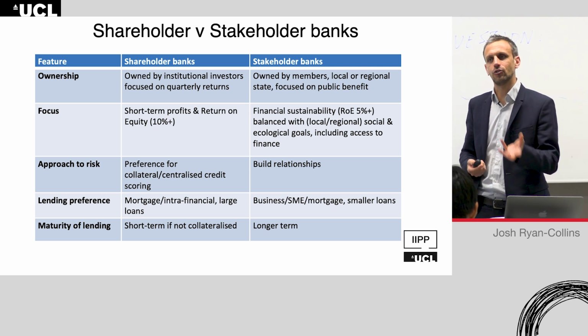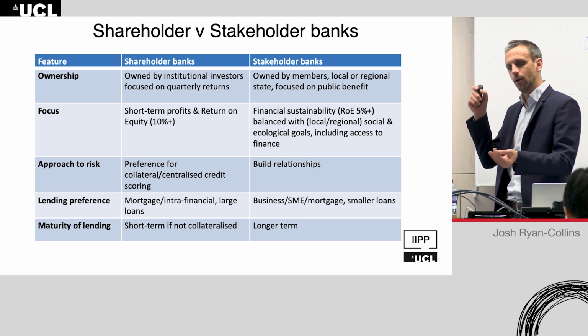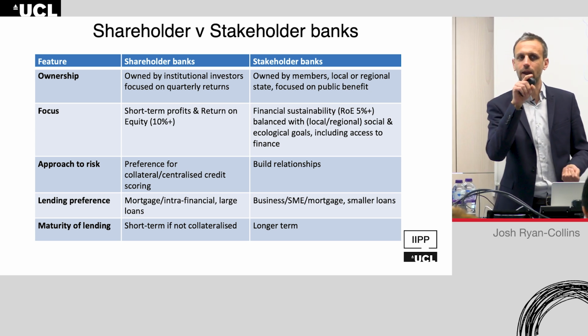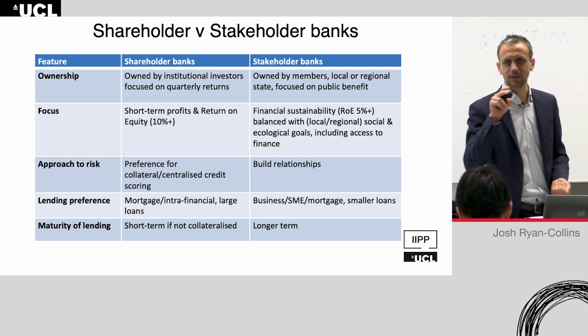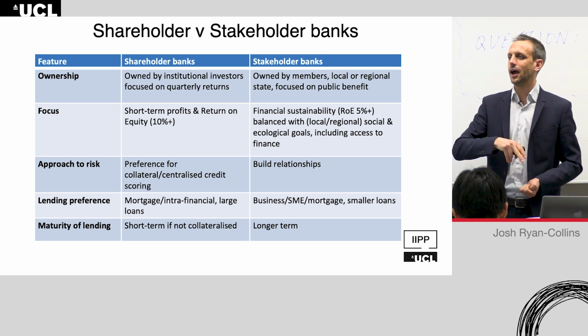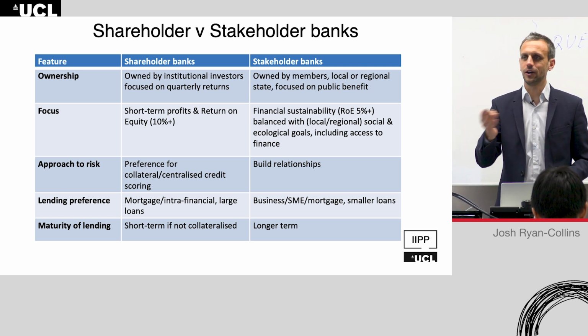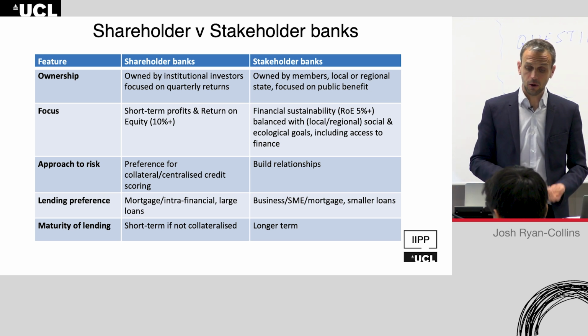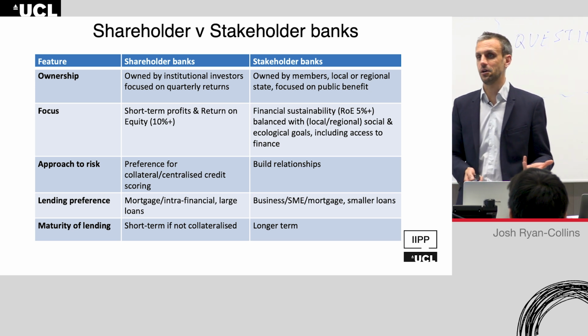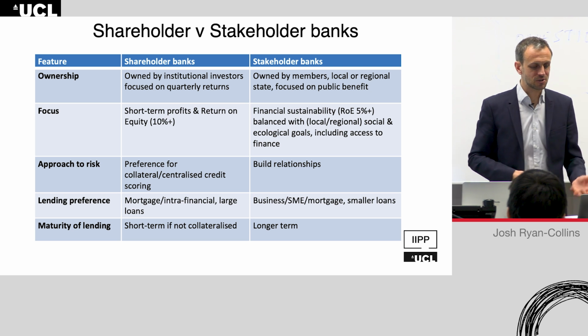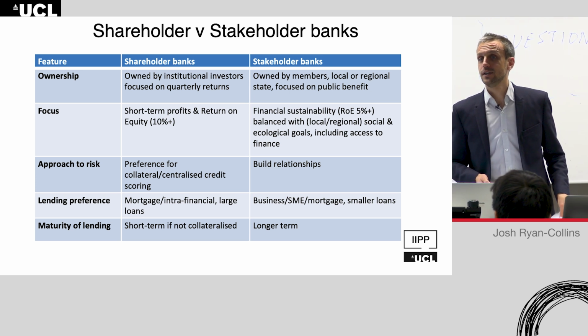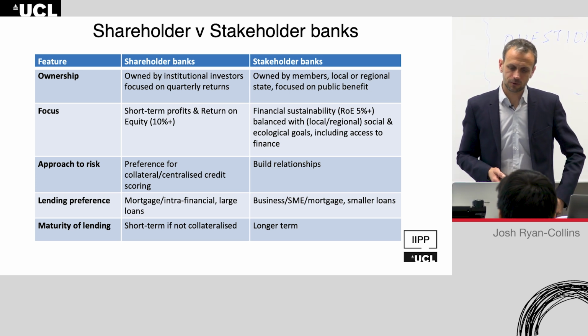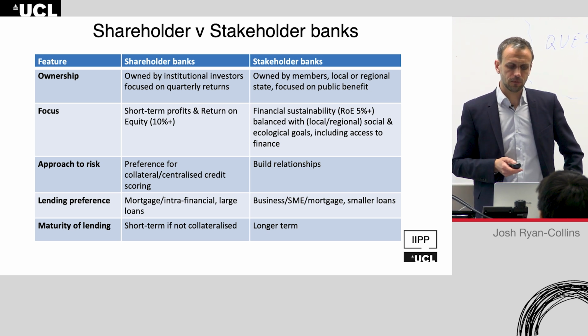Essentially reducing the asymmetry of information that always exists between the borrower and the lender by really understanding the business. In contrast, the shareholder banks will typically just put your details into a centralized credit scoring system, and yes or no will be the answer. Computer says yes, computer says no. And basically, if you don't have 10 years worth of decent figures, or you're not prepared to put up your house, you won't get the loan. To put it crudely, very different type of model.